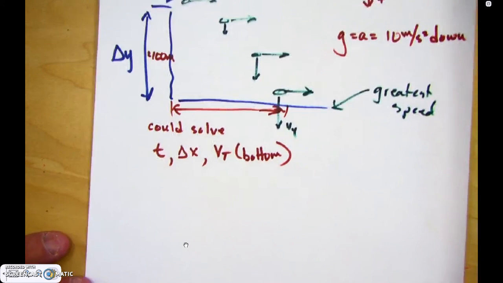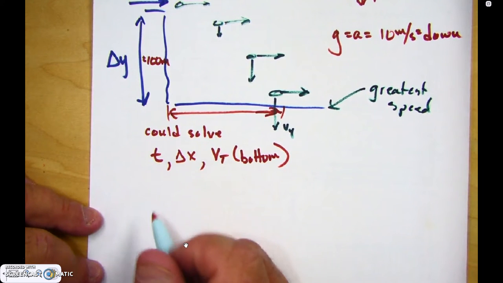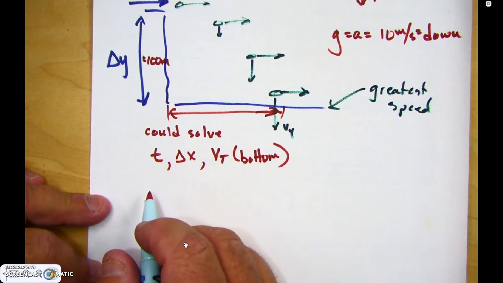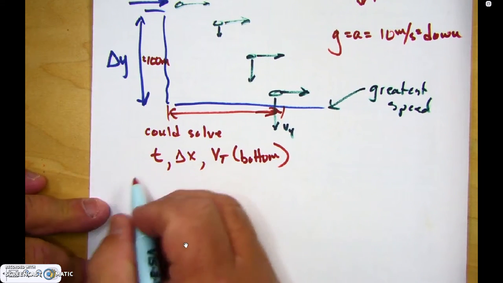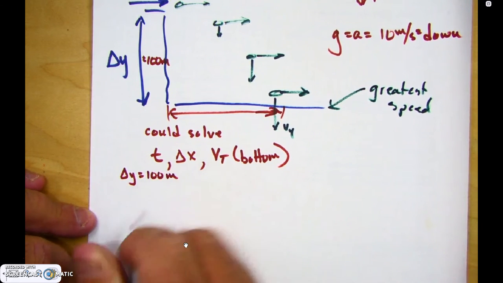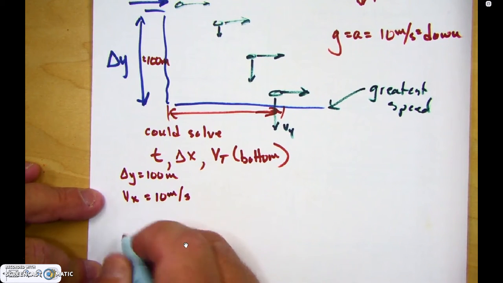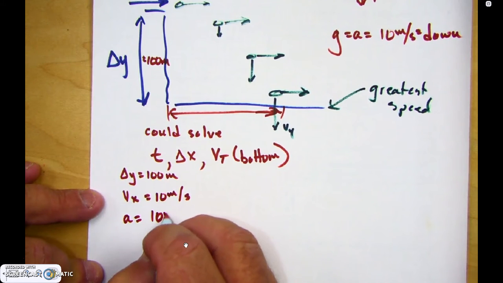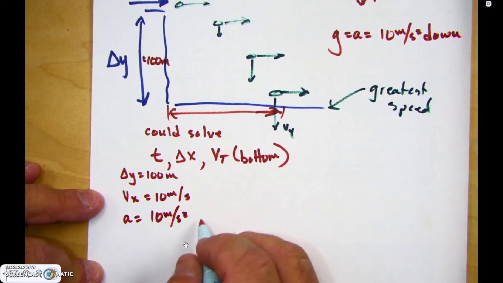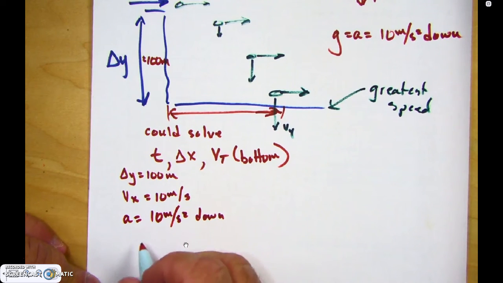Now, let's solve for t first. Now, the key thing to solving for t, and it may help you to write your unknowns like this. Delta y is equal to 100 meters. Vx is equal to 10 meters per second. a is equal to 10 meters per second squared, and I'm going to add the word down there. So let's get t first.